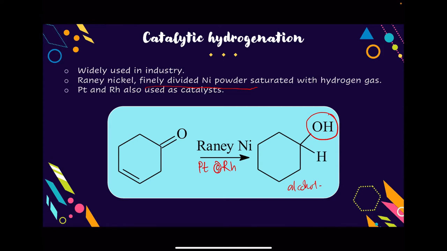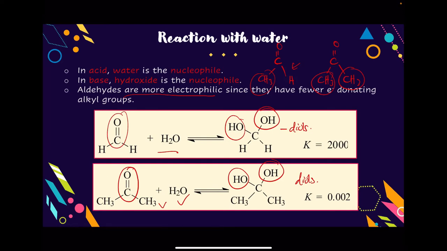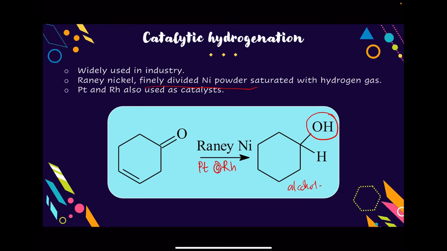So, this reaction is different from the reaction with water, because when the carbonyl compound reacts with water, it will form two hydroxyl group bonds. However, when the carbonyl compound reacts in the catalytic hydrogenation with Raney nickel, it will form only one bond with the hydroxyl group. So there is a difference between these two reactions.